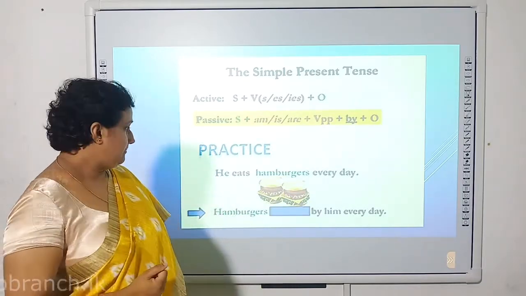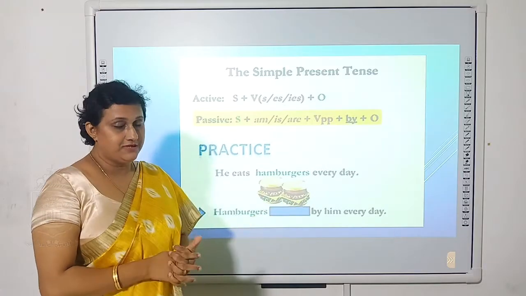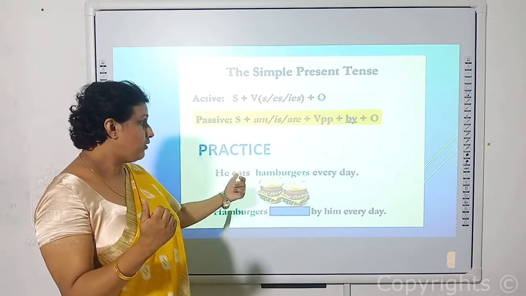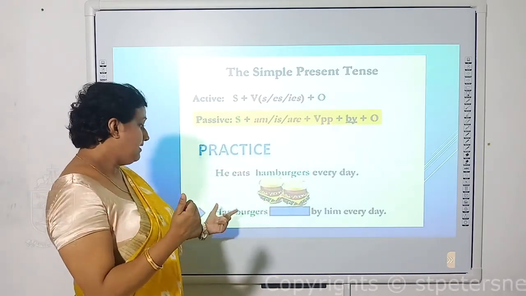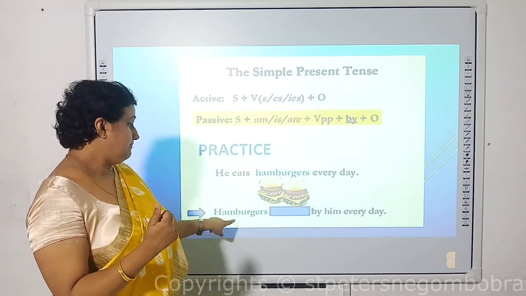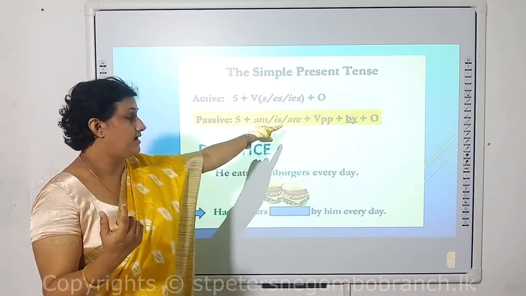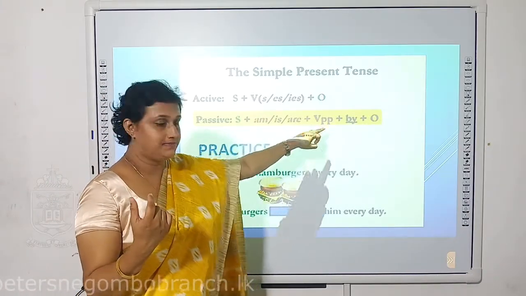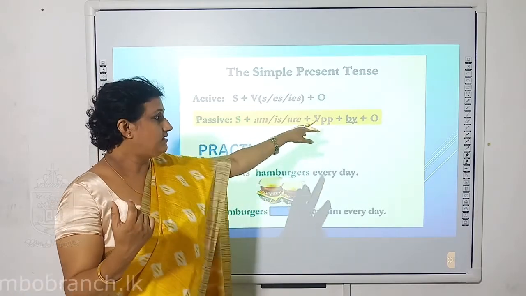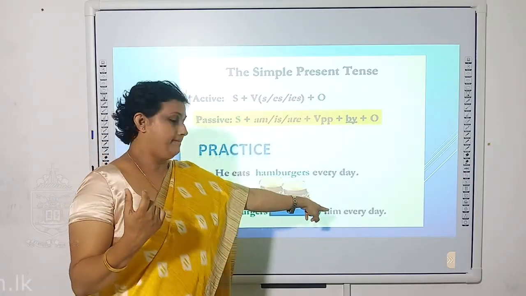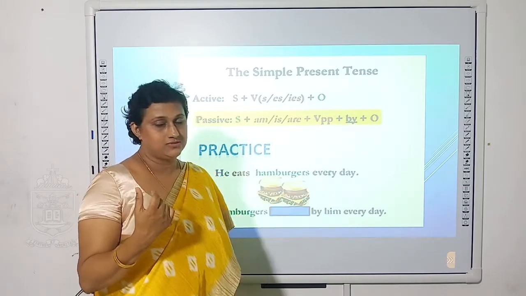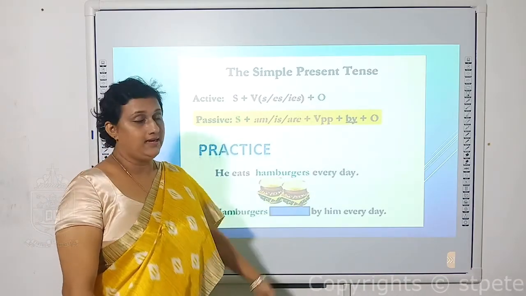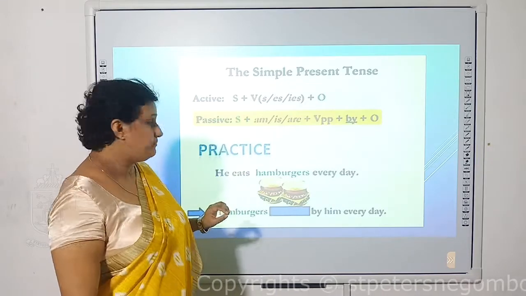So here I have given you an example. He eats hamburgers every day. So what is the verb? Eats. Who eats? He. He eats what? Hamburgers. So it has to come to the top. Hamburgers is plural, so you have to use are. Hamburgers are eaten, the past participle of the word eat. Right? Eaten by him. And the rest of the part, every day, has to be included there. So the example will be: hamburgers are eaten by him every day. Right? So that belongs to simple present tense.